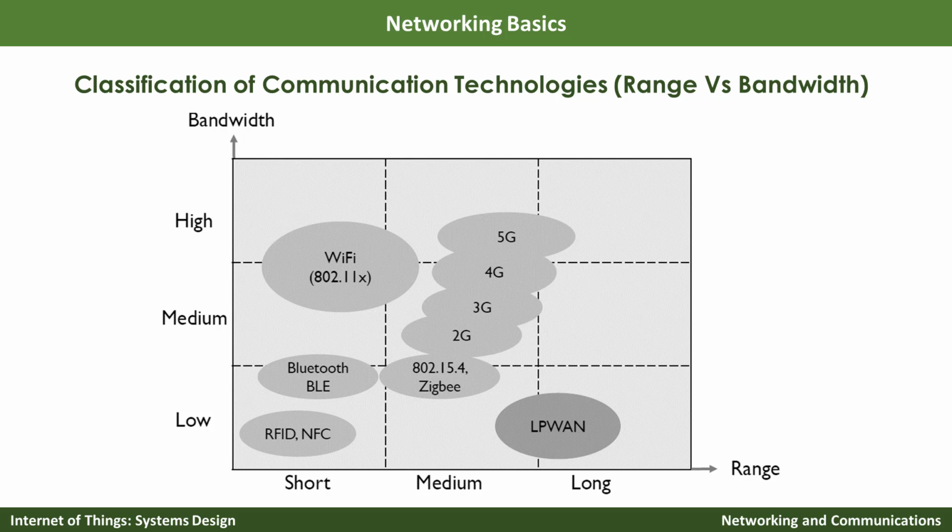In this graph, you can see each of the communication technologies positioned against bandwidth and range. So if you want to pick a particular technology for your IoT system, you can decide by looking at the range of the system that you're building as well as the bandwidth requirements. Please study this figure to understand what your options are.